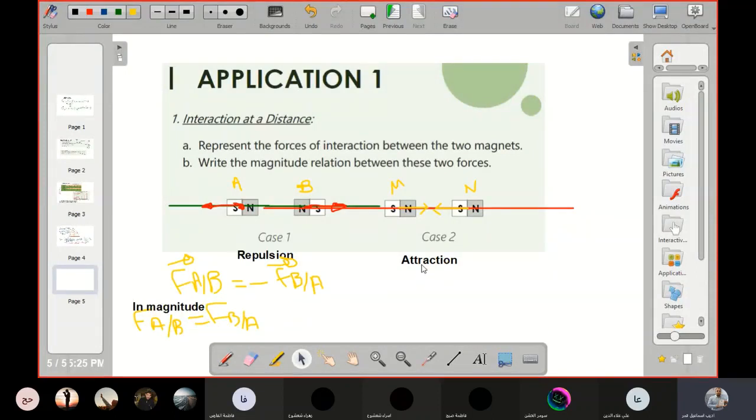Okay, now the same in the second case. Who can complete it for me in the second case as I did in the first case? It says you have to write it on the copybook, in magnitude.